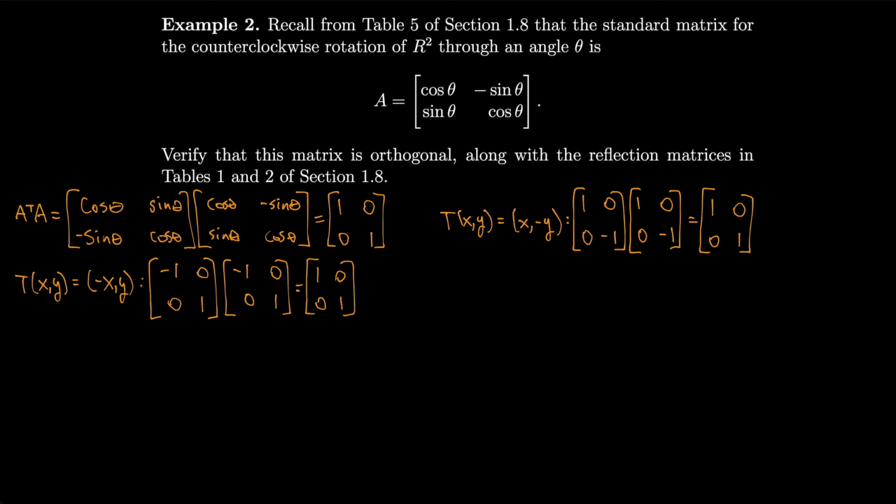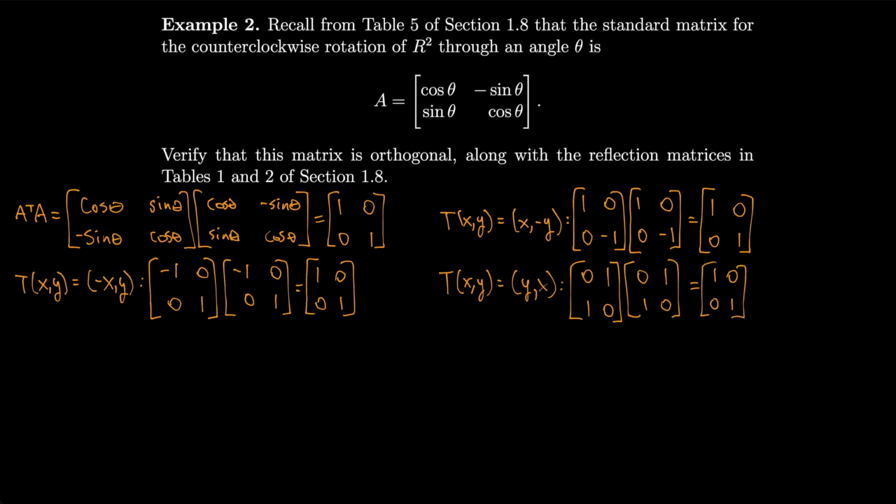So that matrix is orthogonal. Let's now check the one that swaps x and y. So T of x, y equals y, x. That'll be 0, 1, 1, 0. When we transpose that, it stays 0, 1, 1, 0. And multiplying that also gives us the identity.